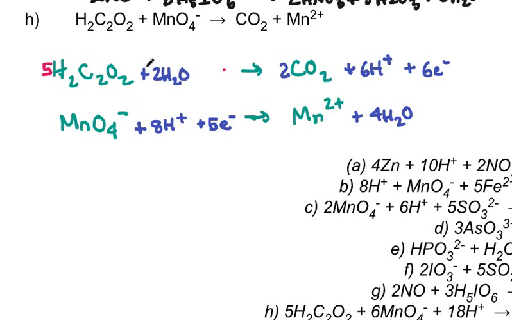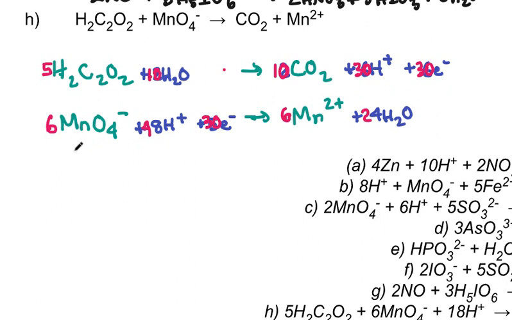5 of this thing. 5 times 2 is 10 water. 5 times 2 is 10 carbon dioxide. 5 times 6 is 30 hydrogen. 5 times 6 is 30 electrons. And down here we multiply everything by 6. 6 permanganate. 6 times 8 is 48 hydrogen. 6 times 5 is 30 electrons. 6 manganese ions, and 6 times 4 is 24 water.